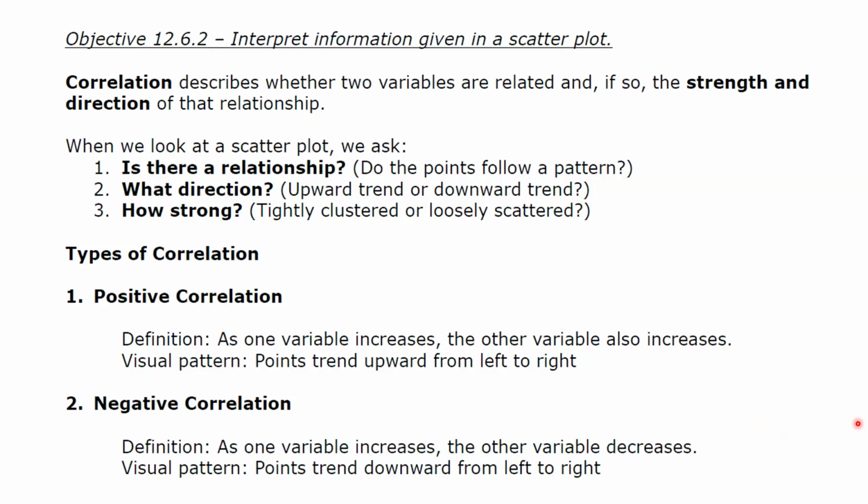So the first one is a positive correlation. A positive correlation means that as one variable increases, the other variable also increases. Visually, you'll see the points trending upward from left to right.